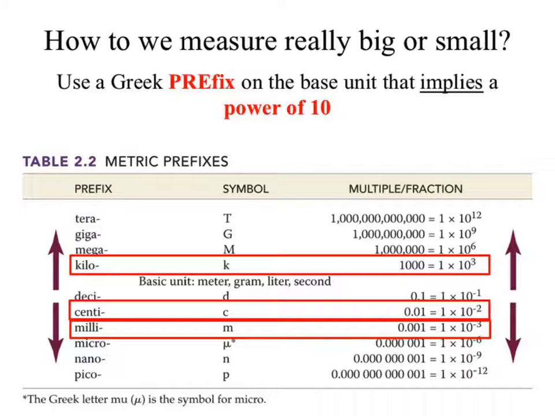10 to the third power. Not 1,000. It means 10 to the third. Centi, we use C, and that means 10 to the minus 2. Not 100. Not 1 over 100. It means 10 to the minus 2. Milli means 10 to the minus 3.